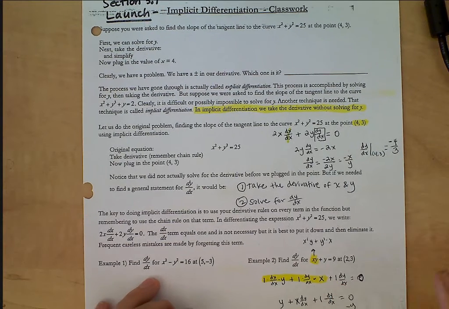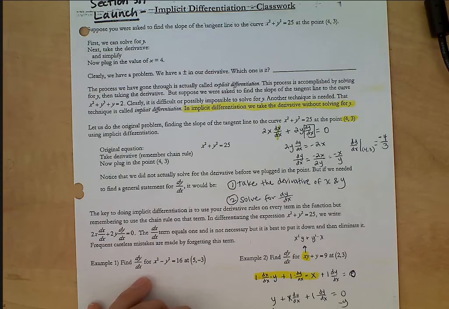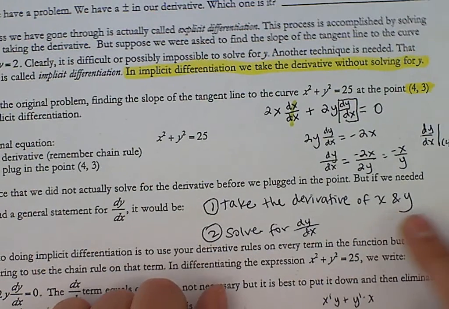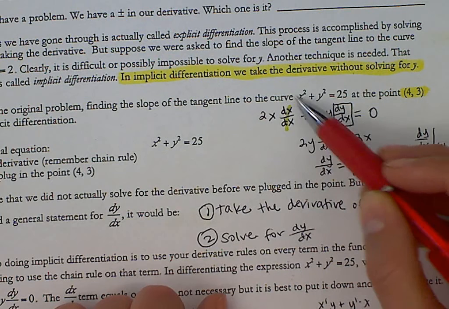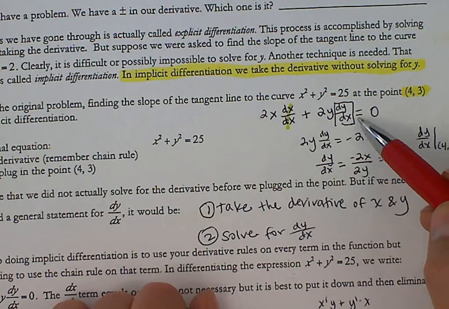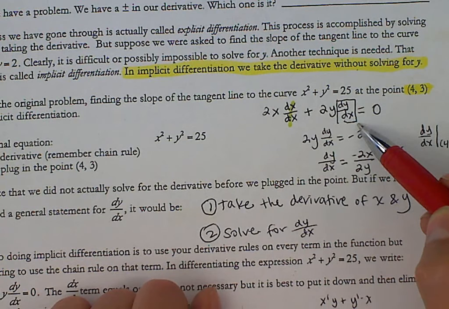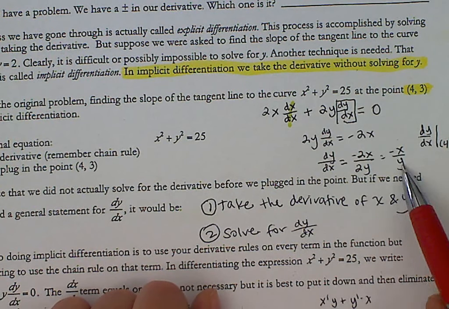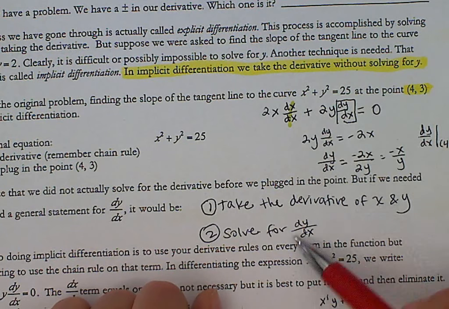The two basic steps that we went over in class are to take the derivative of x and y. So what that looks like is whenever we take a derivative in terms of x, we write dx/dx. And whenever we take a derivative in terms of y, we write dy/dx. So after we take the derivative, then we have to solve for dy/dx to determine what is the equation for our slope, or what is the value of the slope at a given point. So we just have to isolate the dy/dx term using algebra.